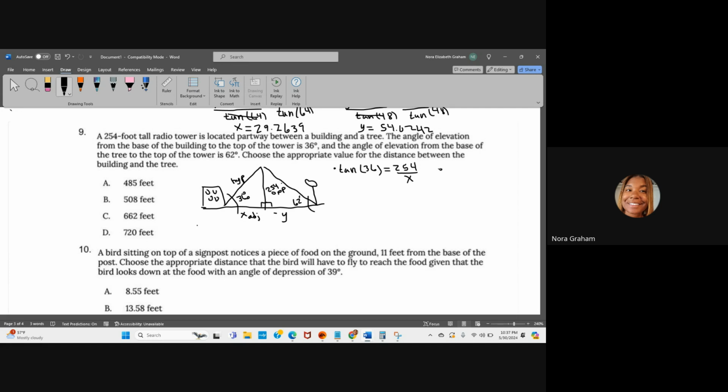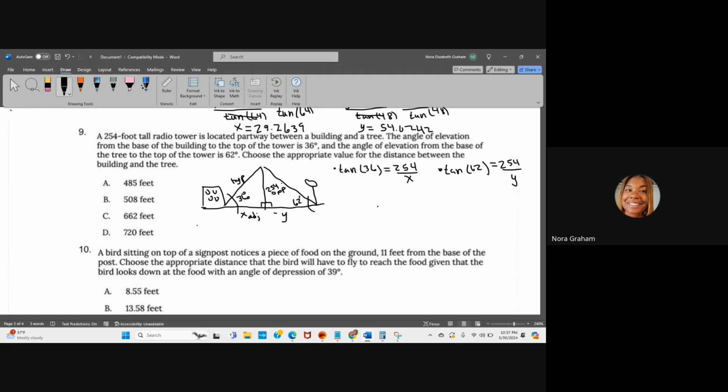Okay. And then again, we have to do it for this as well. All right, so this is my height. This is my op. That's my adjacent again. So I do tan of 62 equals 254 divided by y, which I don't know what my adjacent is, right? So this is just like the one that we did above, right?